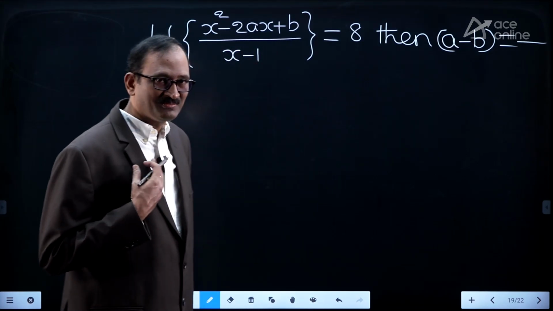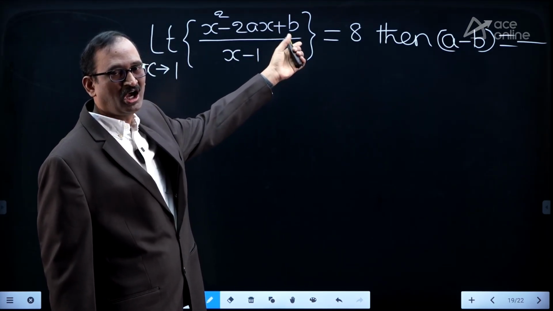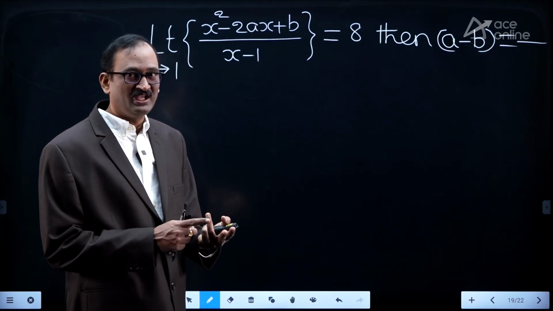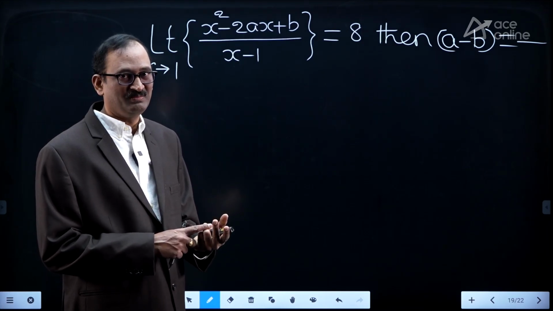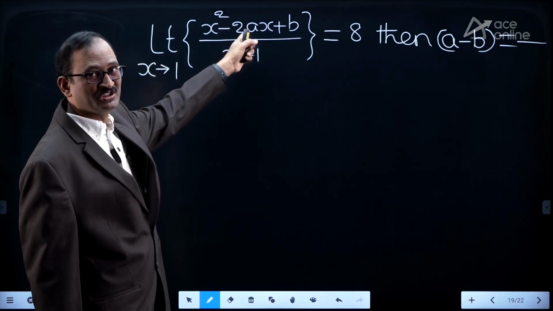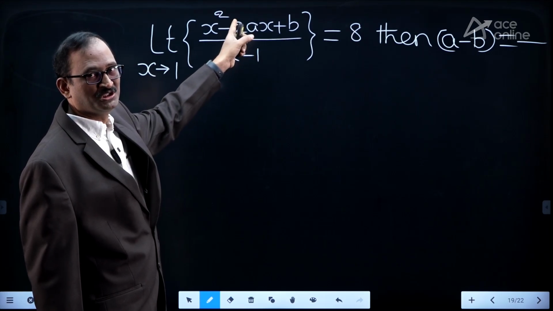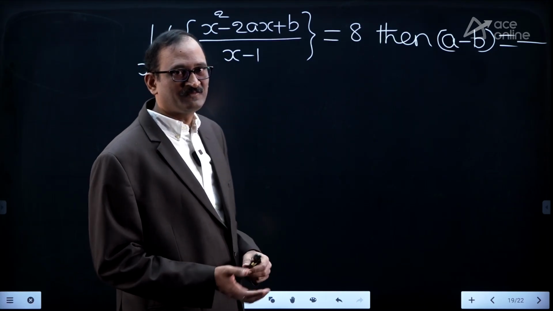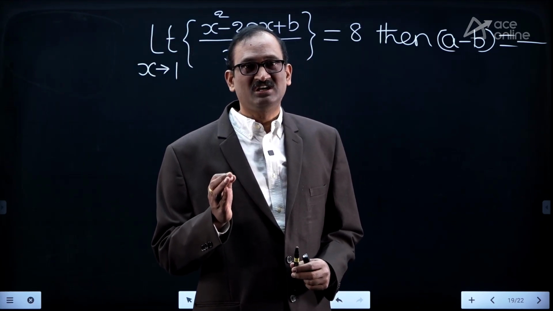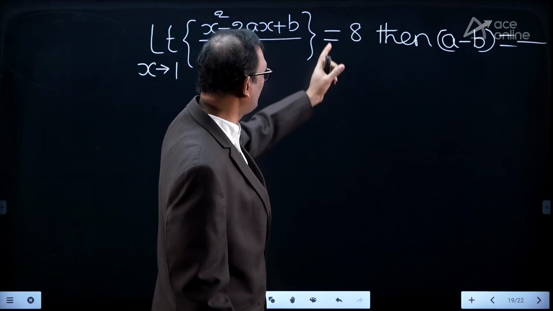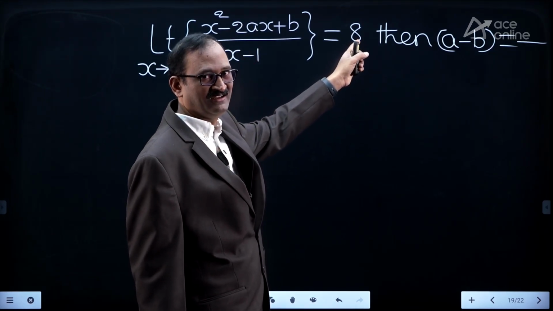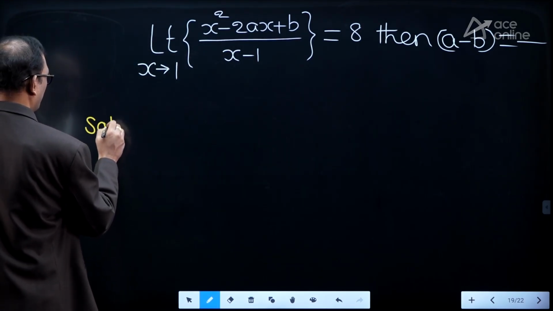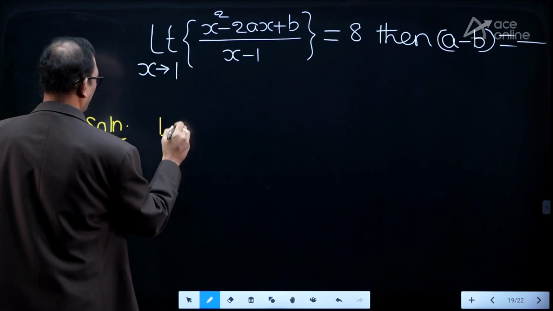But I am saying, without knowing the a value and b value, how would you say that something by 0 is infinity? Because for some particular values of a and b, if the numerator becomes 0, then it is 0 by 0 on putting x equal to 1. After applying L'Hospital rule, there is a chance that the resulting answer is a finite number, and that finite number equals 8. So in order to make the resulting answer a finite number, first you write it like this.